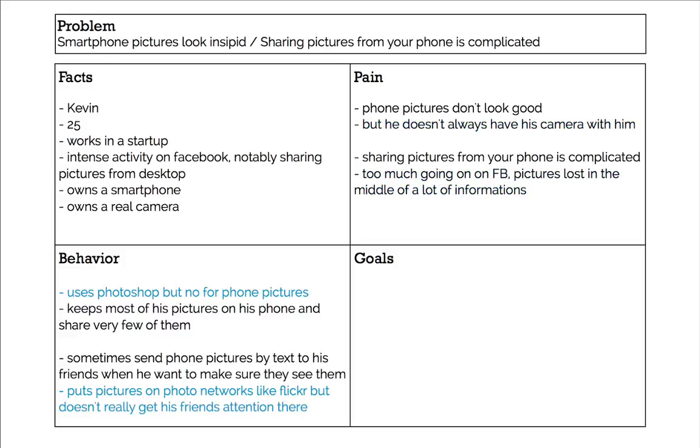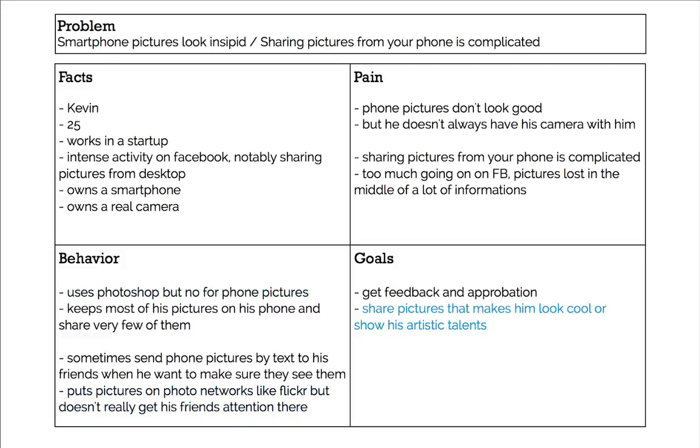In the behavior block, we can write down that we've learned that our typical user uses Photoshop to enhance his pictures, but not for phone pictures, for pictures taken with his camera. The next two hypotheses were right, so we can leave them here. And also we've learned that Kevin, the typical user, puts pictures on photo networks like Flickr, but he doesn't really get his friends' attention there. And finally, the goals for Kevin are indeed to get feedback and approbation, and he wants to look cool and show his artistic talents.